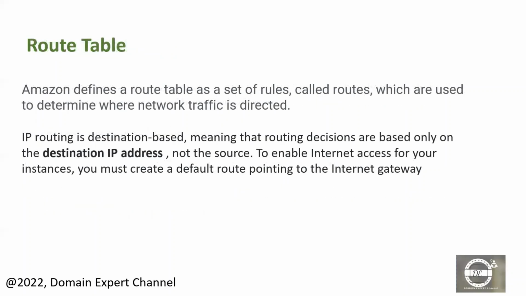Lastly, the important element is the route table. Amazon defines a route table as a set of rules called routes, which are used to determine where network traffic is directed. IP routing is destination based, meaning the routing decisions are based on the destination IP address, not the source. To enable internet access for your instance, you must create a default route pointed to the internet gateway.